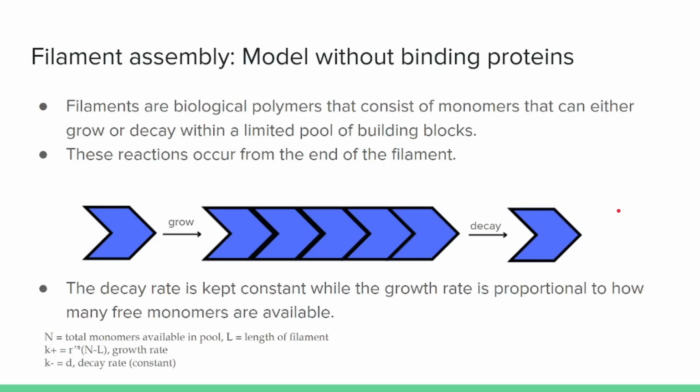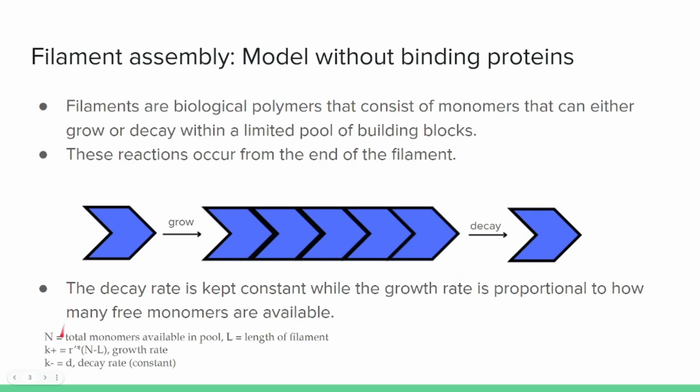So first off, the filament assembly, which is the model without binding proteins. This is a single filament with no binding proteins that can either grow or decay. Filaments are biological polymers that consist of monomers that can either grow or decay within a limiting pool of building blocks, and these reactions occur from the end of the filament. So a filament can either grow by adding a monomer to its end or decay by sending a monomer off from its end. The decay rate is kept constant while the growth rate is proportional to how many free monomers are available in the pool.